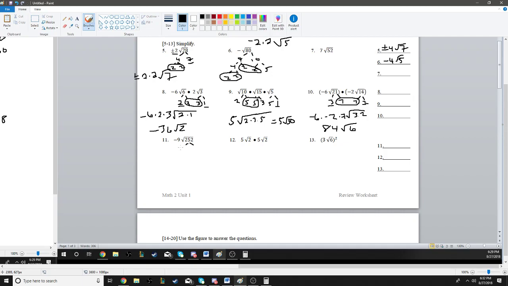252 breaks up into 4 and 63. 4 breaks up into 2 and 2. 63 breaks up into 7 and 9. And then 9 breaks up into 3 and 3. Pair, pair. So on the outside, we have a negative 9 from the beginning times 2 times 3. On the inside, we got a 7. So this all comes out to negative 54 times root 7.